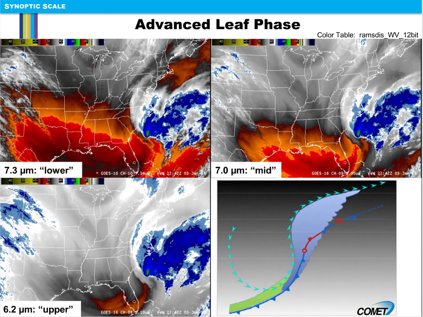As we advance in time to the so-called advanced leaf phase of cyclogenesis evolution, the northern and western part of the baroclinic leaf develop into a comma shape. The upper level jet is near the northern edge of the warm conveyor belt. As the wave deepens, the surface low position moves poleward relative to the upper cloud deck, deepens, and the cold cloud shield expands in aerial extent.